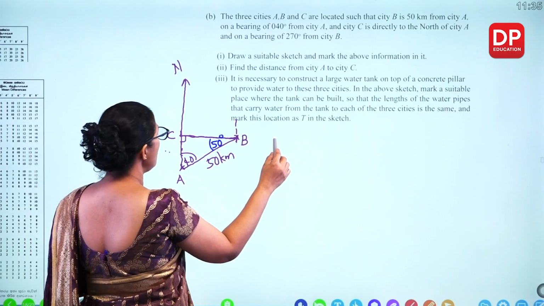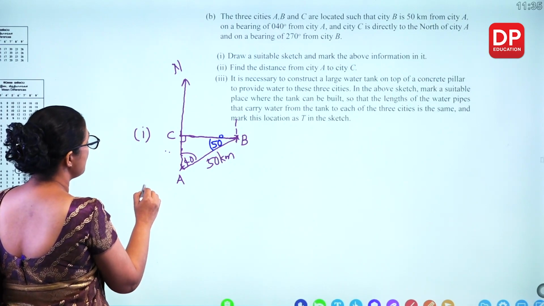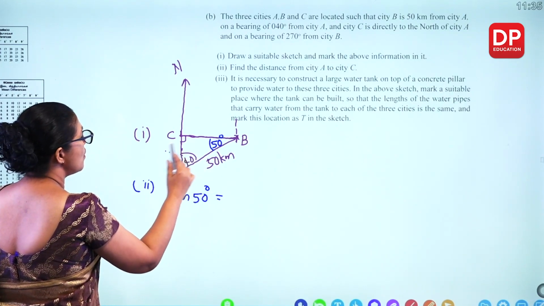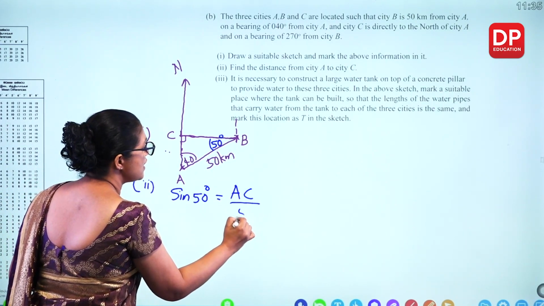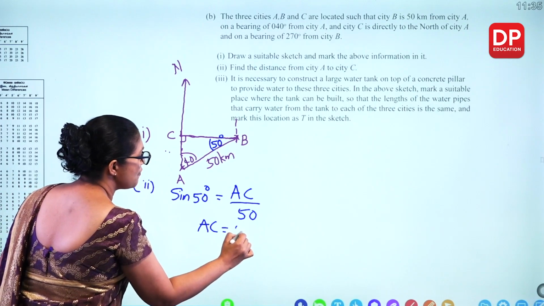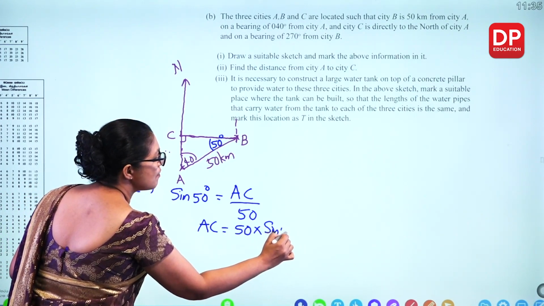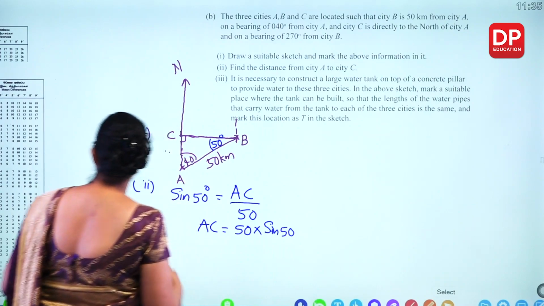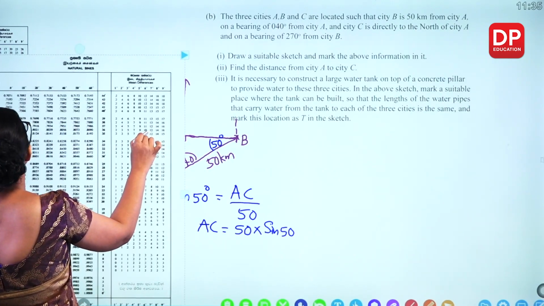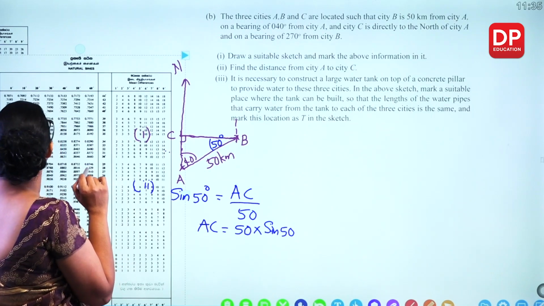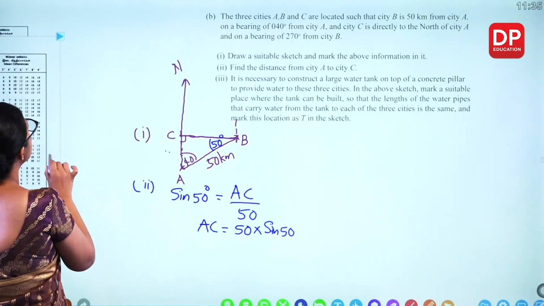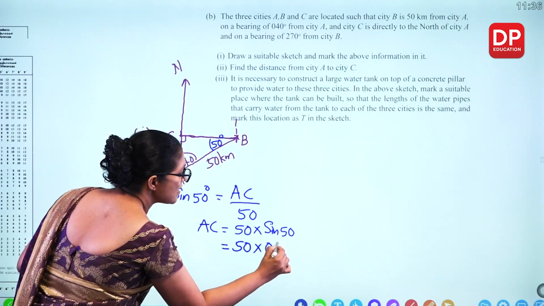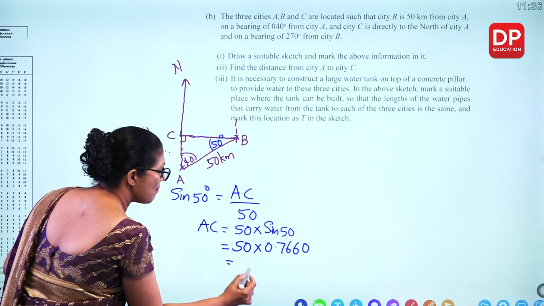Now we'll use the ratio sine 50 is equal to AC over 50. So what is AC? 50 times sine 50. Now refer to the table and find out sine 50. Sine 50 is 0.7660. So multiply by 50 now.